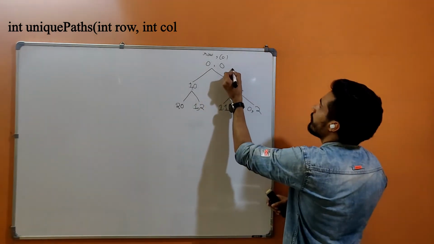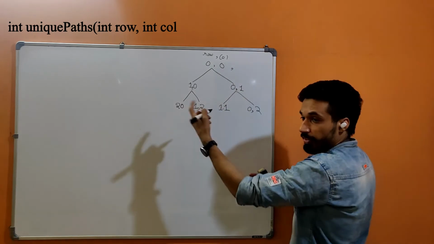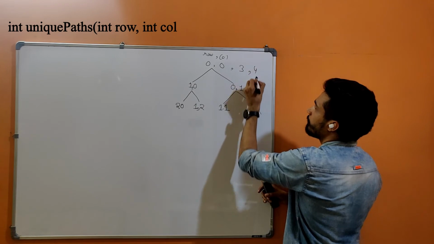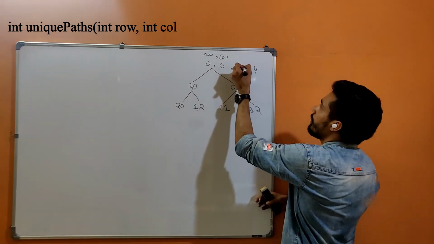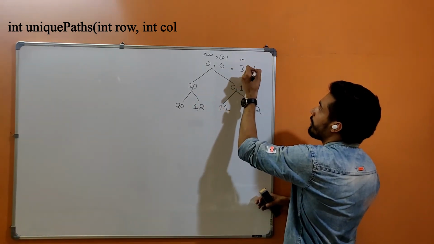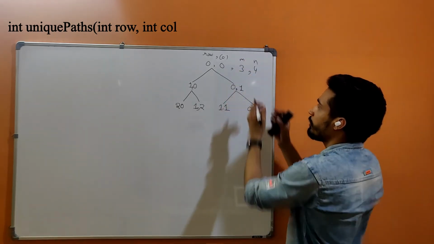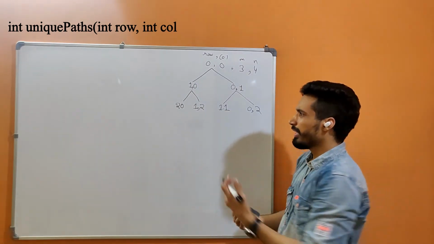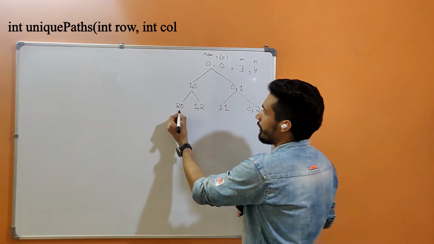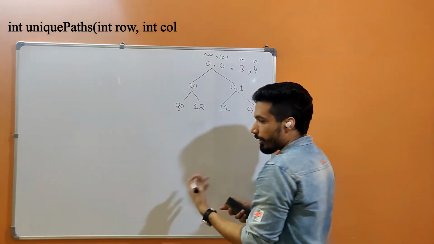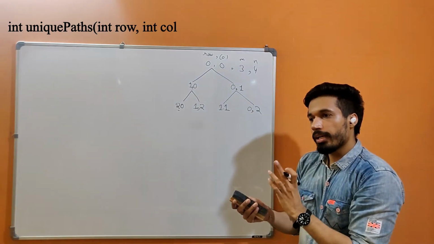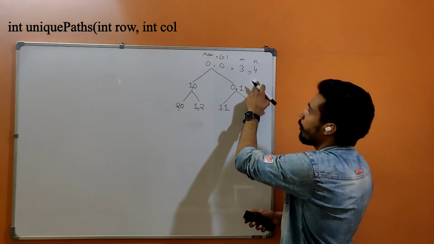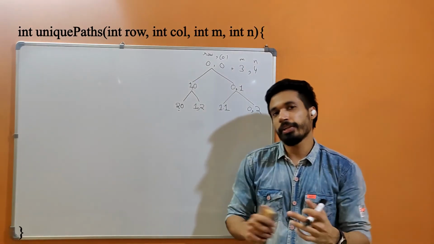For example, in the previous question we were solving the problem for the 3 into 4 matrix, right? Let's say 3 represents m and 4 represents n. That's the size of the matrix. So the same thing, we just need to pass in every call stack so that we can take some decisions. For example, when we go out of the matrix, we need to check what is the maximum length of the row and the column, right? So that's why we require two more variables in every call stack.